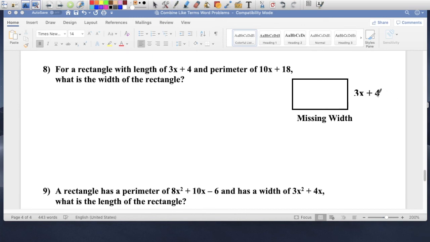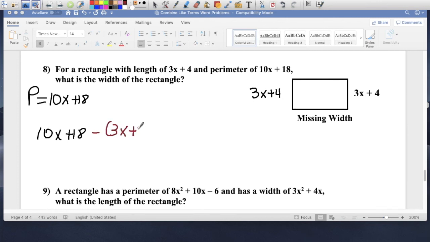So here's a rectangle. That's 3x plus 4. So we know this is 3x plus 4. We know the total perimeter is 10x plus 18. So we have to do 10x plus 18, we're going to subtract, right? We have to take that guy out, and we have to subtract the other side out too. So let's do that.